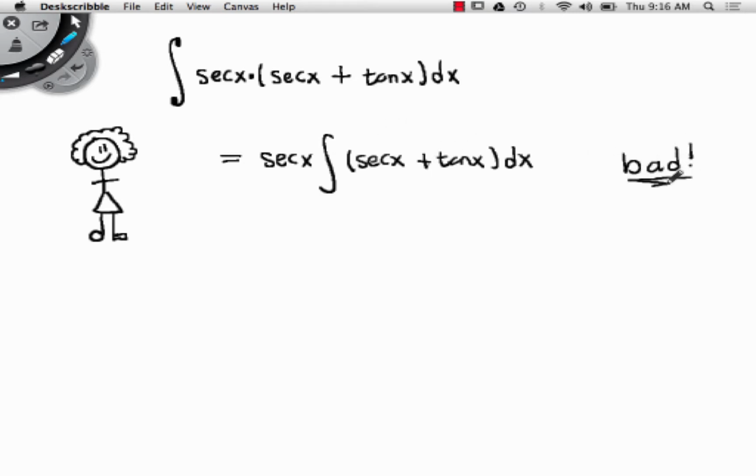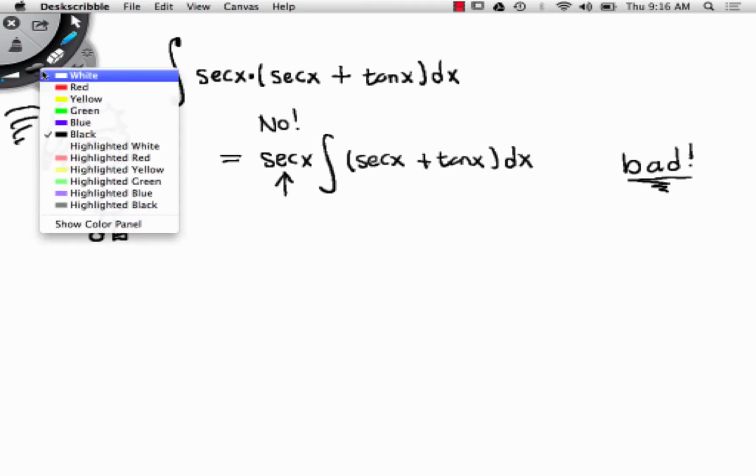Now, why has she done a bad thing? It's not a constant. This is not a constant. This is a function of x which you're trying to integrate. So this is a no. Okay, so because this is the imaginary world, we can hit Sally over the head with a baseball bat. Redistribute.